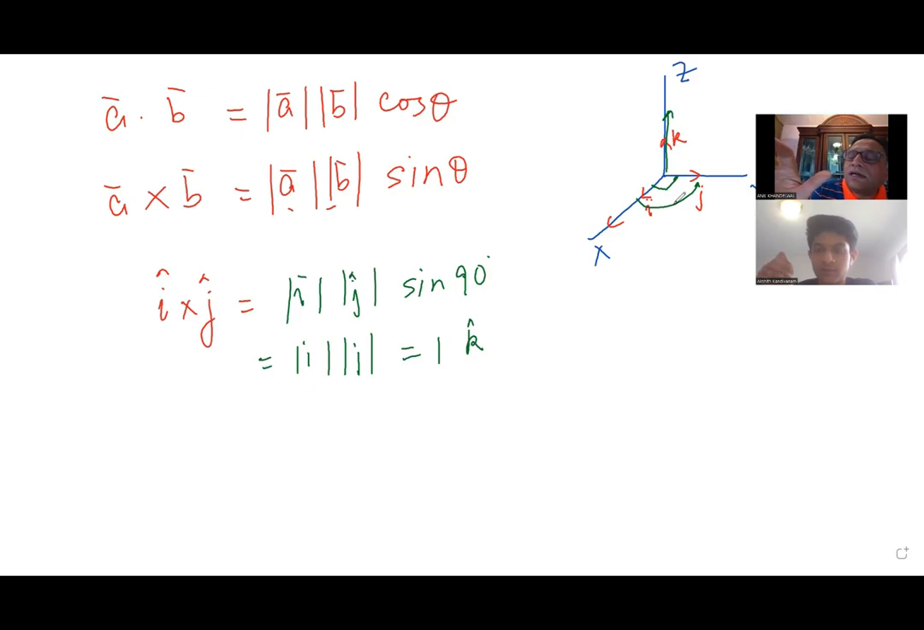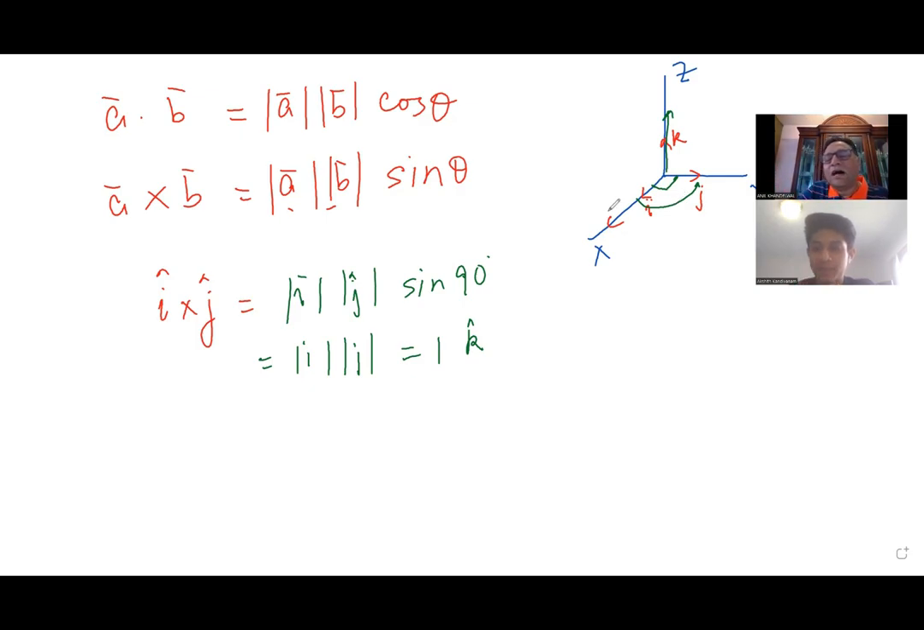Whenever you're looking at any vectors a and b, you see how a and b are positioned, and then the thumb will give you the direction. In this case, the thumb points upwards. If you curl your fingers going from i to j, not from j to i, you get the point. It goes up.